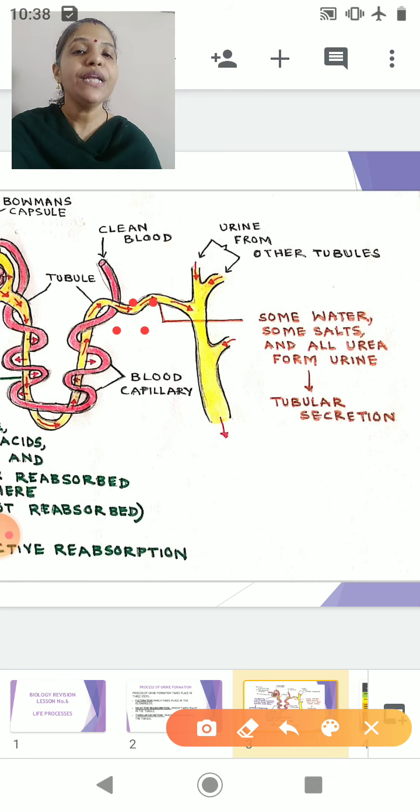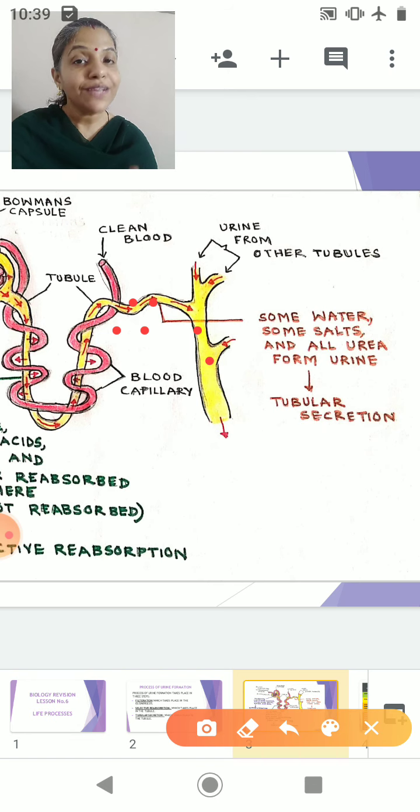Now the urine that is formed is the final urine, and it will be transported to the ureters, and from the ureters it will be transported to the urinary bladder, and from the urinary bladder to the urethra, and through the urethra it will be expelled out.